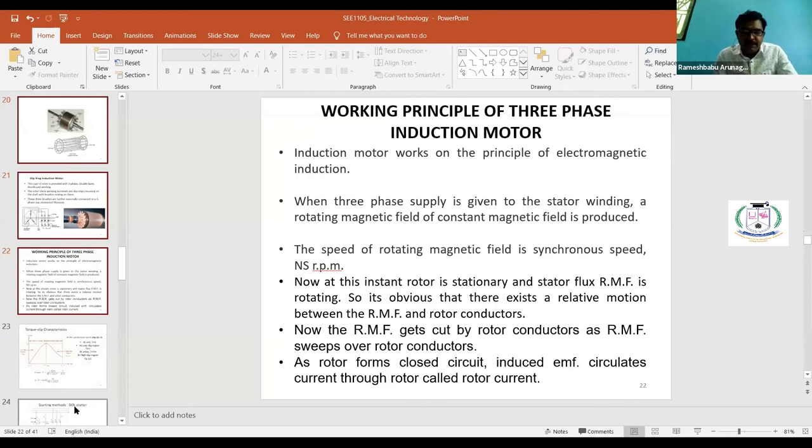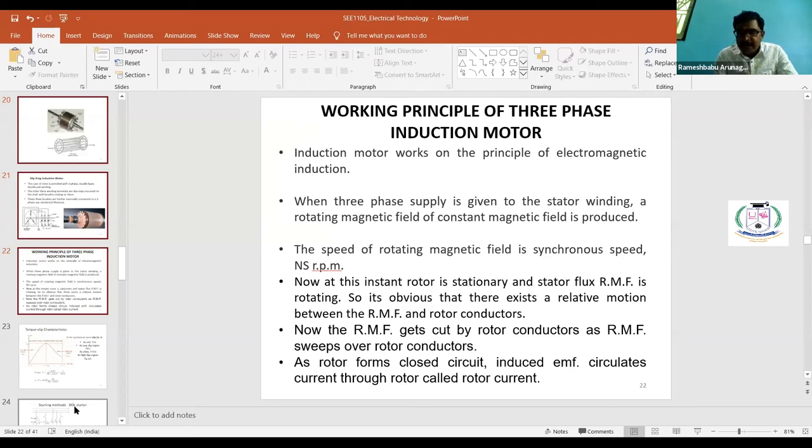There will be an interaction between the stator flux and the rotor current. Because of this interaction between the stator flux and rotor current, a torque force is created in the machine. The machine starts rotating.